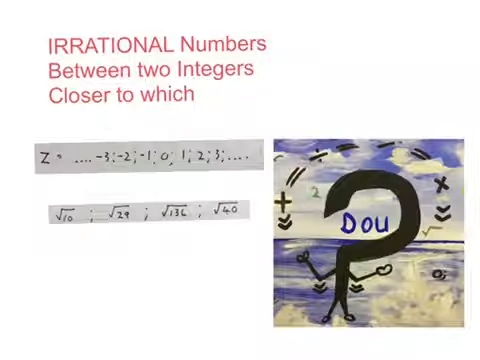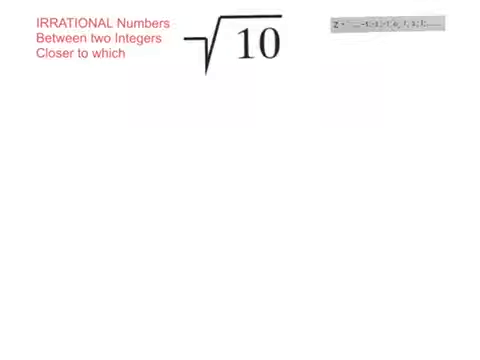The purpose of this video is for you, if you see an irrational number, to know between which two of the well-known numbers, let's call them integers, it lies, and closer to which one of those two again. You must know that without a calculator or anybody helping you. The first irrational number we're going to work with is square root of 10. We want to know between which two integers does it lie and closer to which one.